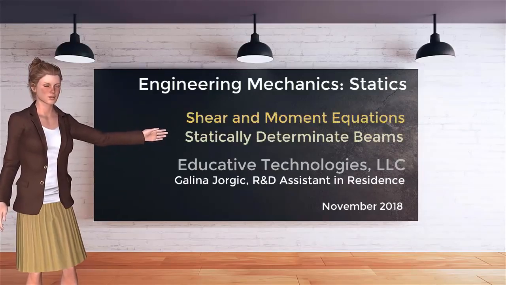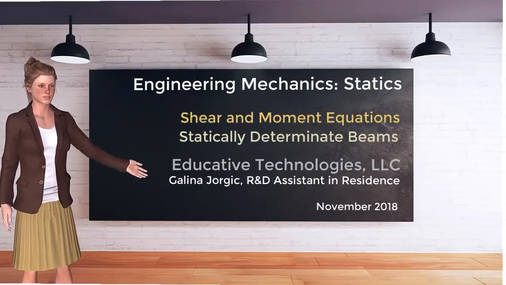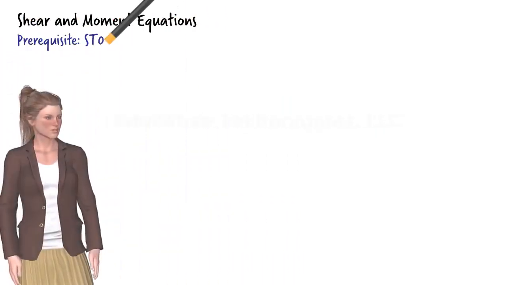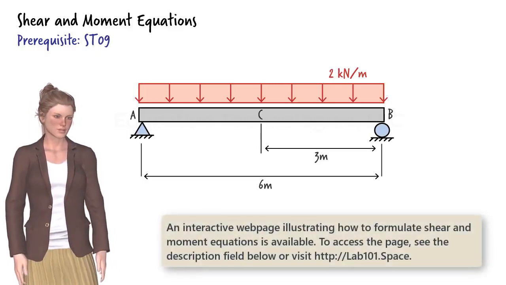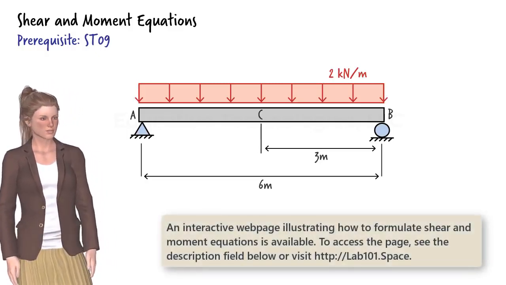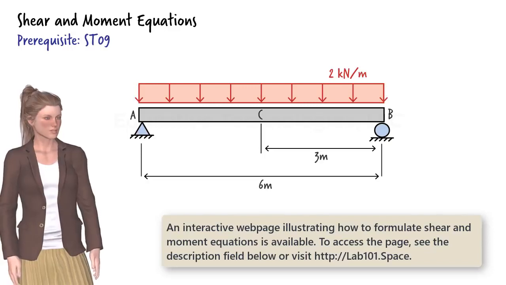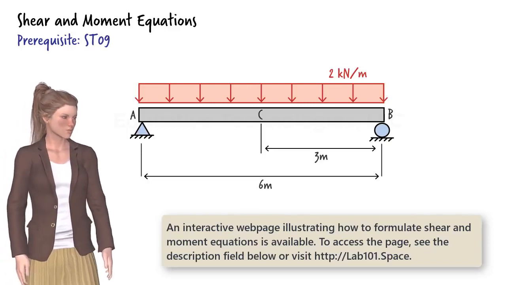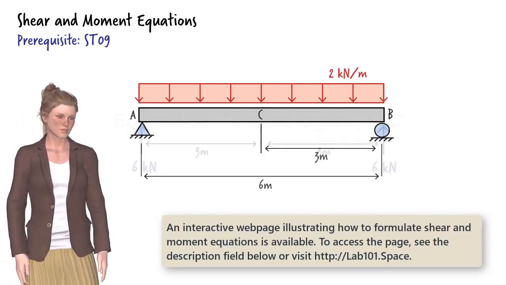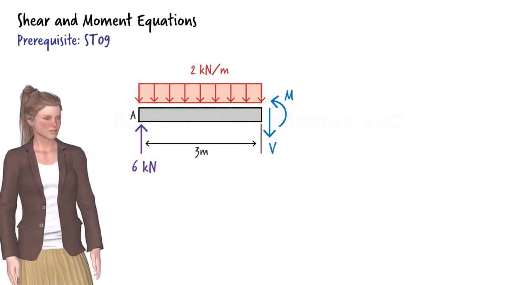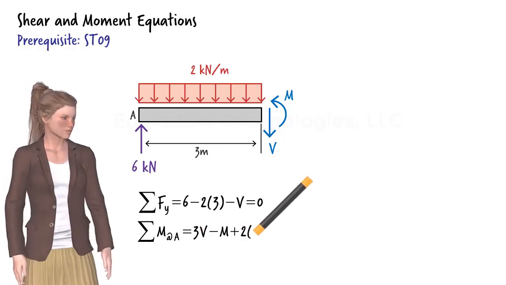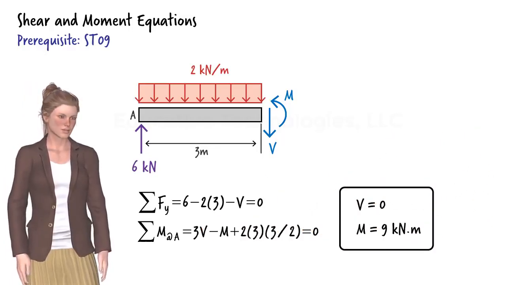Shear and moment equations. In the previous lectures, we talked about shear and bending moment in beams and how to calculate them at specific points. For example, given this beam, we can determine shear and moment at C by first determining the support reactions and then by cutting the beam at C and writing and solving the equilibrium equations for segment AC.